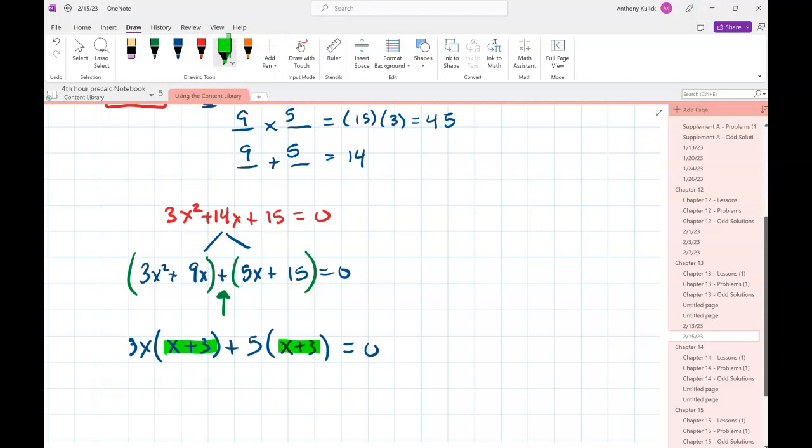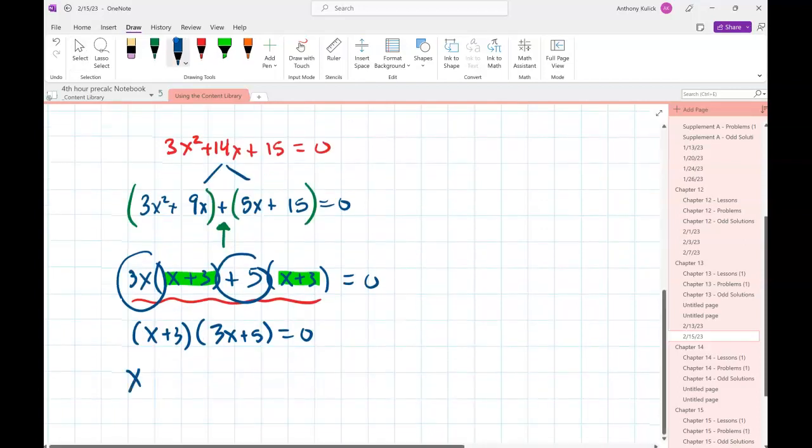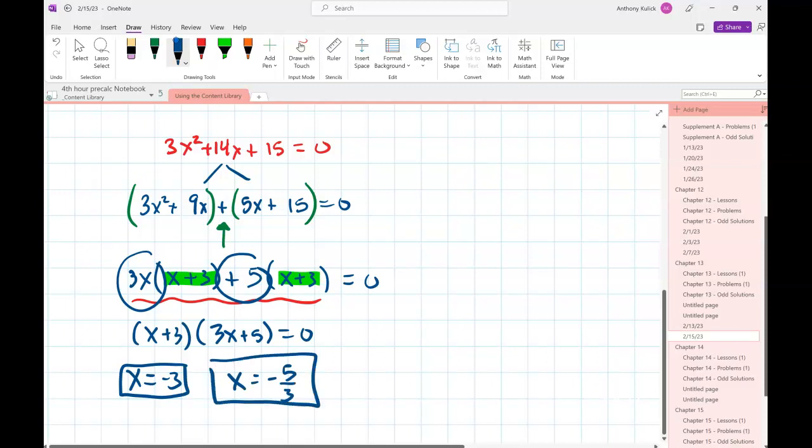If these two factors aren't the same, it's likely you've made a mistake somewhere along the way. They should always be the same, because the final step, I look at this as one whole thing, and I look for a greatest common factor between each term, which is clearly the x plus 3. And what's left is the 3x plus 5. So now I can solve this to get x equals 3 and x equals negative 5/3.